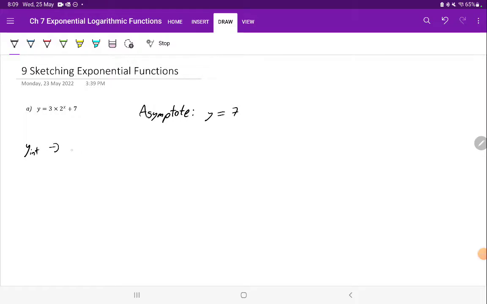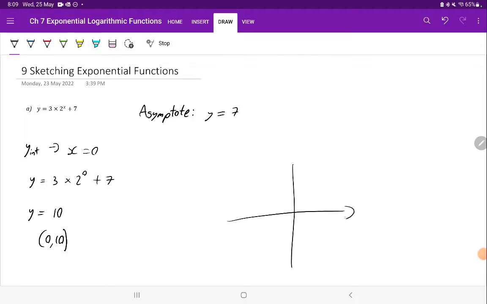So for the moment, again, we're not worrying about the x-intercept. We need to know some logarithms in order to work out an x-intercept. But it's okay, we can work out this. So y is going to be equal to 3 times 1, which is 3, plus 7 is going to be 10. So our first point is (0, 10), and we know the asymptote.